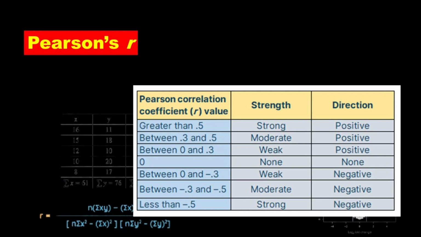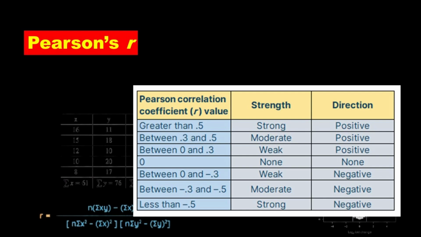If Pearson correlation coefficient, R, is greater than 0.5, strength is strong, direction is positive. If Pearson correlation coefficient R is between 0.3 and 0.5, strength is moderate, direction is positive. If Pearson correlation coefficient R is between 0 and 0.3, strength is weak, direction is positive. If Pearson correlation coefficient R is 0, strength is NaN, direction is NaN.